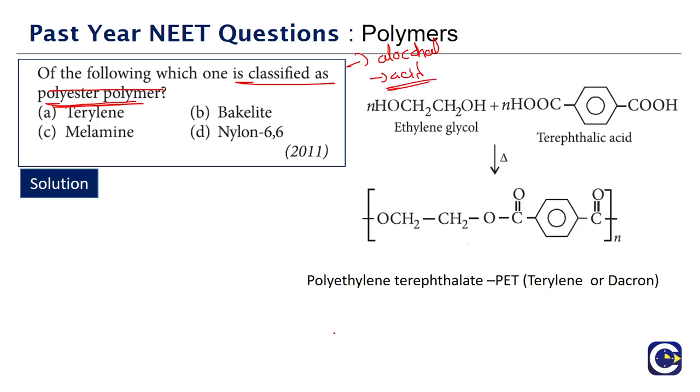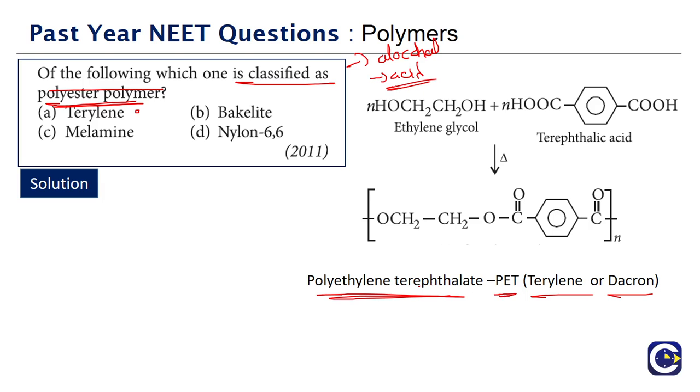So if you look at the formation of terylene, terylene is the commercial name, also it can be called as dacron. In fact, we have already had one question on dacron or terylene. The chemical name for this is polyethylene terephthalate, which is also called PET in short. That is the one used for making PET bottles, etc.